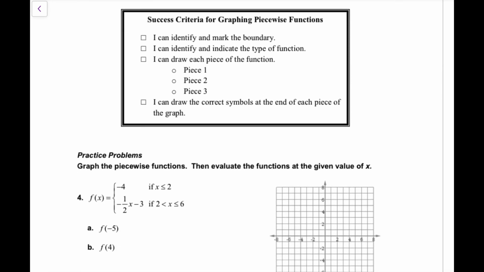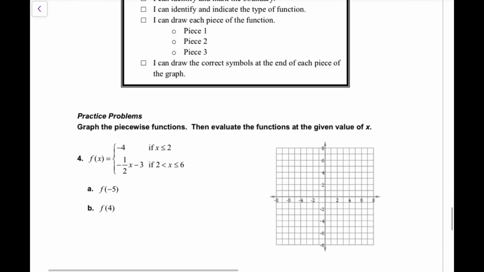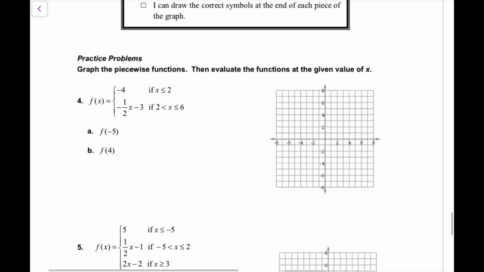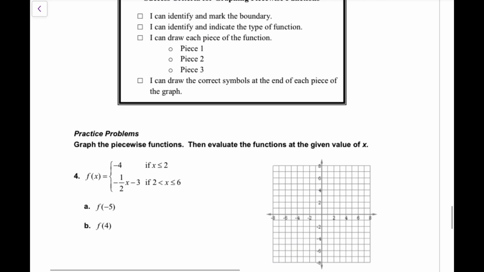So first we're going to identify and mark the boundary. Then we're going to identify and indicate the type of function. Then we're going to draw each piece of the function. Okay, so we are going to graph these. So first step is we're going to identify and mark the boundary. The boundaries are 2 and 6. So I'm just going to draw a dotted line here at 2 and a dotted line here at 6.